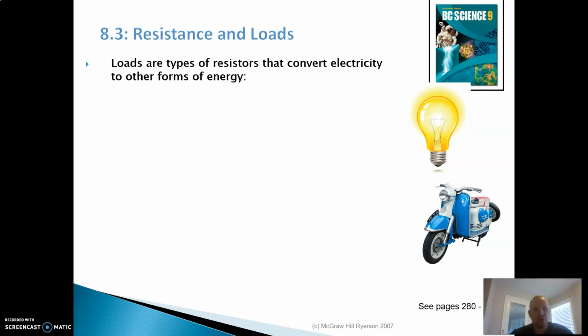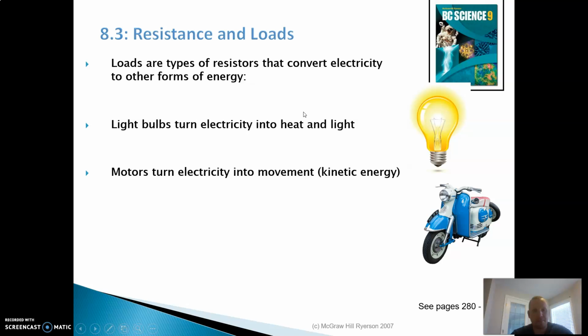So loads are things that slow down electrical current. They turn electrical energy into other types of energy. They're like resistors. Some examples of loads: light bulbs are loads. They turn electrical energy into light and a little bit of heat. Motors, so electric motors, turn electricity into kinetic energy because they move.